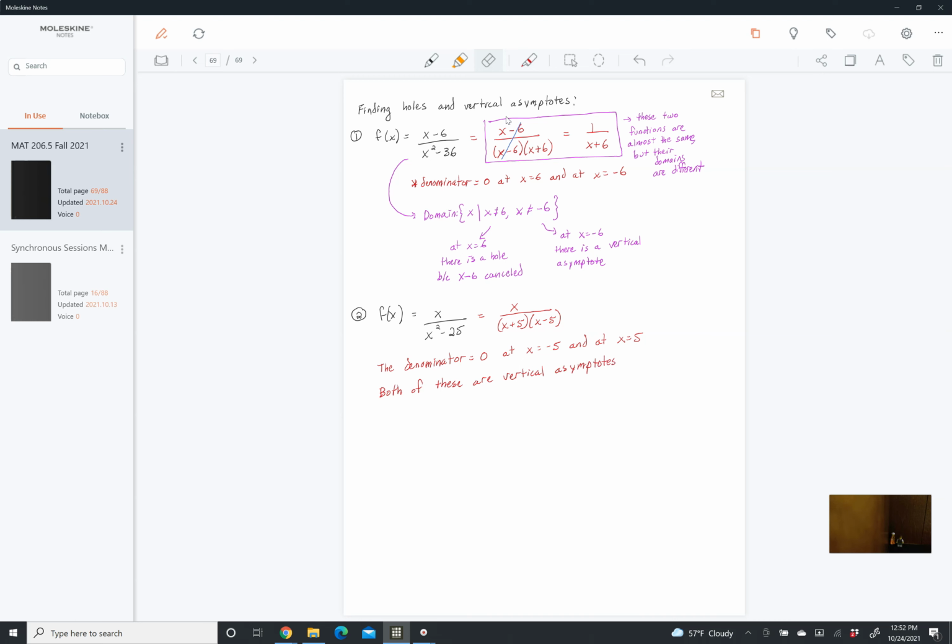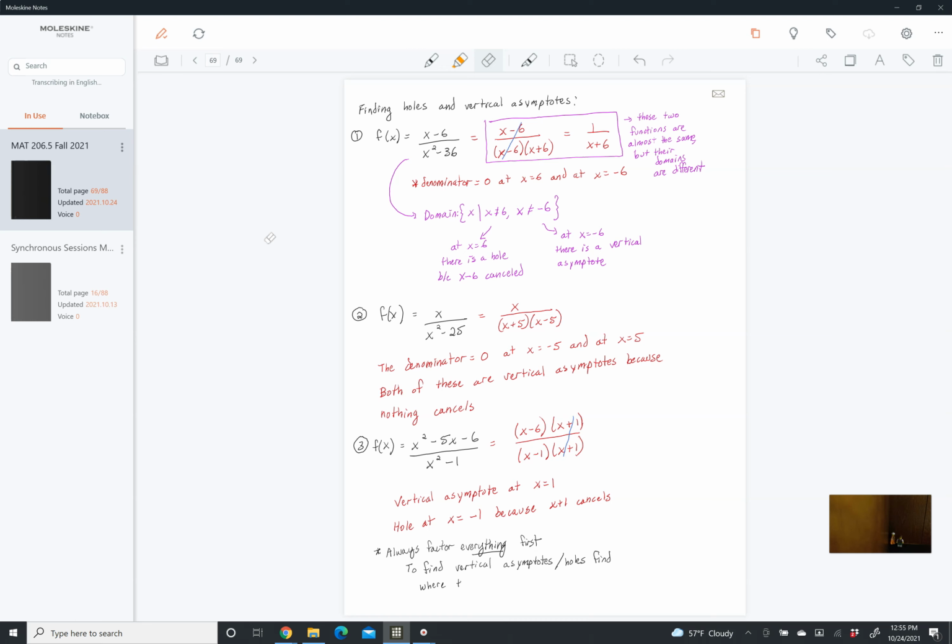So to find the vertical asymptotes and the holes, you need to find where the denominator equals 0. You're looking at the domain. If it's a factor that cancels, it's a hole. If it's a factor that doesn't cancel, it's a vertical asymptote. That's it. Okay. In the next video, we'll talk about horizontal asymptotes.